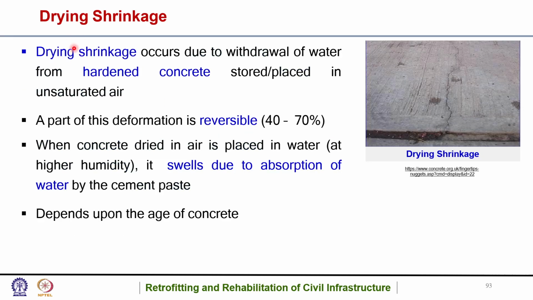Third is drying shrinkage. Drying shrinkage occurs when there is withdrawal of water from hardened concrete which is stored or placed in unsaturated air. So when that air has less humidity, or it is unsaturated, then the drying shrinkage occurs. A part of this deformation is reversible, 40 to 70% is reversible. That is, when the water again comes back, or the air is again saturated, it can again swell.